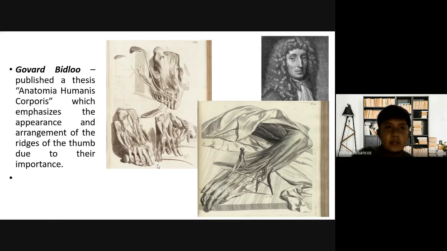Si Govard Bidloo, published a thesis Anatomia Humani Corporis. Ito yung anatomy. So, dinisect niya yung mga kamay, yung mga bones ng kamay. Ito yung radial, ulna bone, gano'n. Yung pinag-aralan niya. Pag-aralan natin yan sa next lessons. He emphasizes the appearance and arrangement of the ridges of the thumb due to their importance.